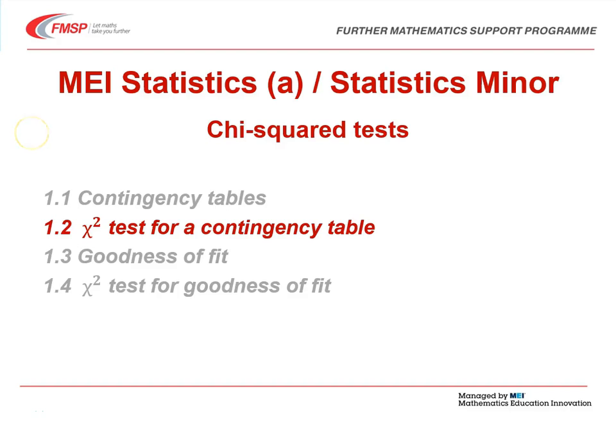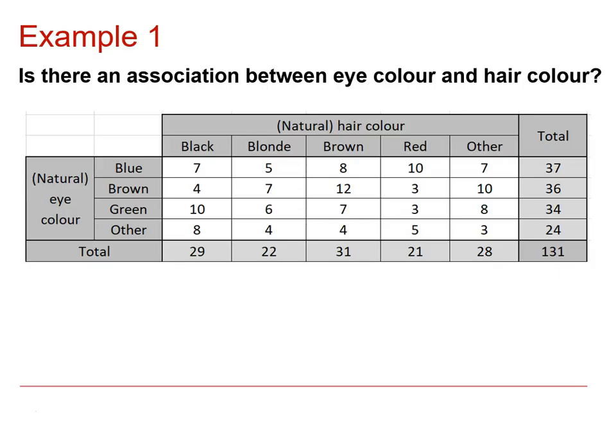MEI Statistics Minor chi-squared tests. 1.2 chi-squared test for a contingency table. So we recall the example from the last video.